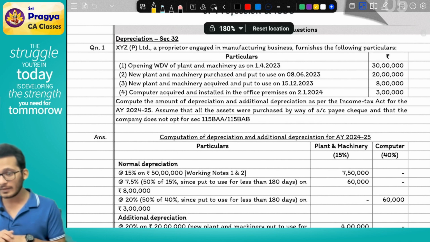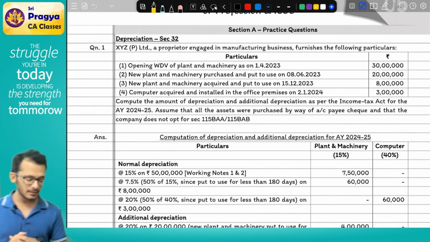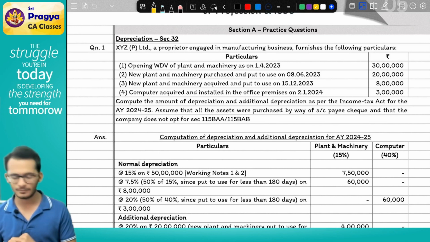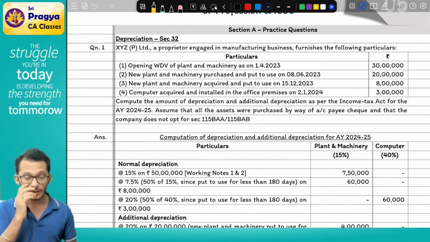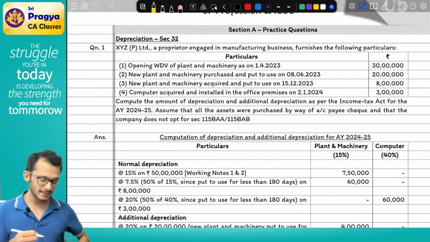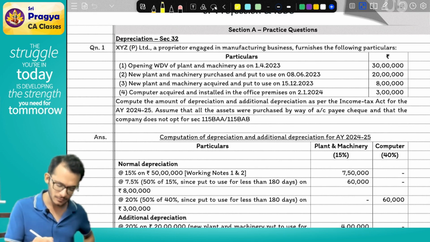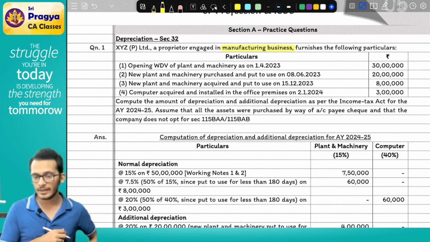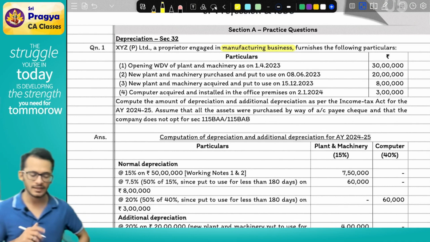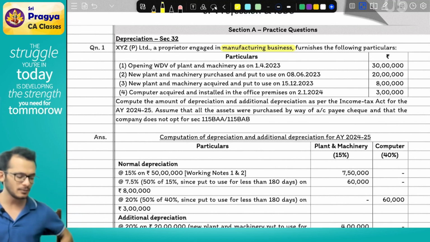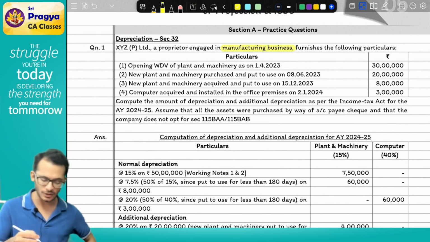Look at the question. It says XYZ Private Limited is a proprietor who's engaged in manufacturing business and is furnishing you the following information. Okay, who is the person? It's an XYZ Private Limited and is engaged in... additional depreciation. Be careful about additional depreciation. Exam will not give it to you. You have to be careful. Okay. It is the working capital of the plant machinery is given as 30 lakhs.